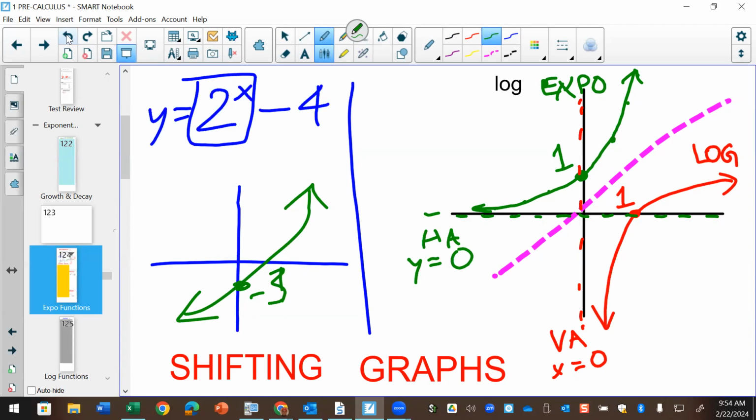Where did it start? Oh. Started at 1. Down 4 from 1.